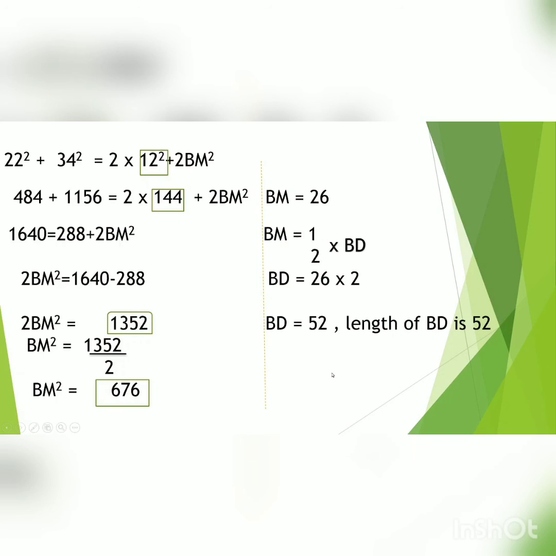In this question, a parallelogram is given. Using the property of parallelogram, both diagonals bisect each other. Both diagonals intersect at point M. So we take one triangle ABD, where AM is a median of this triangle. So I apply Apollonius theorem in this question and find the length of the second diagonal BD, which is 52.